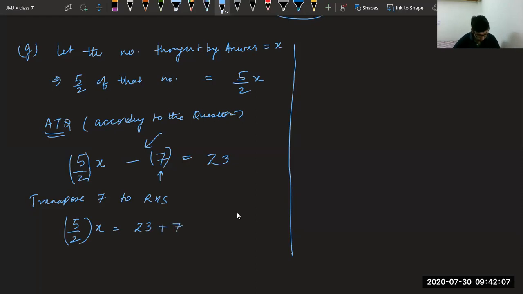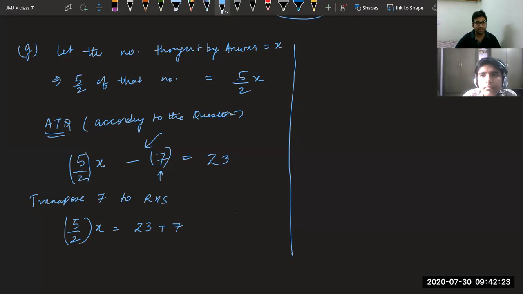Now you have got it. Sir, can we write ATQ in the exam also? Yes beta, don't ask these child-like questions. ATQ is nothing. According to question, you can write it anywhere, any place, anytime.